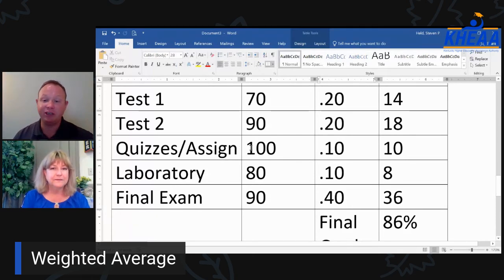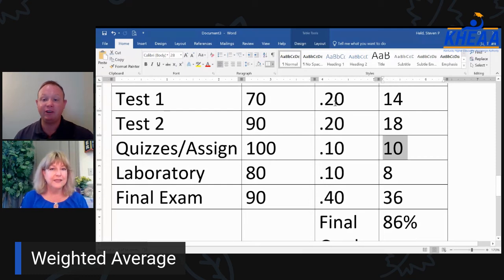Assignments and quizzes, hey, you knocked that out of the park. You got 100%. But look at this, because the factor is lower, you only get 10 points for that. Now, even though that's higher than these other two, that's why weighted averages are important, because even though you got a 70 on test 1, it's way more.